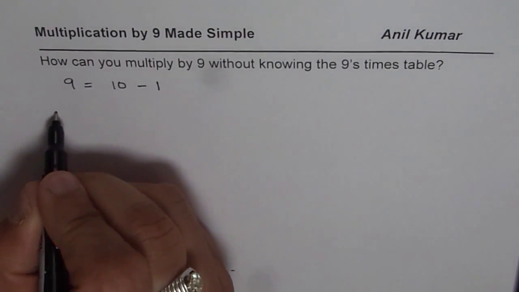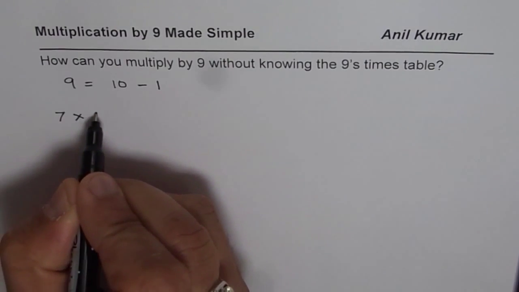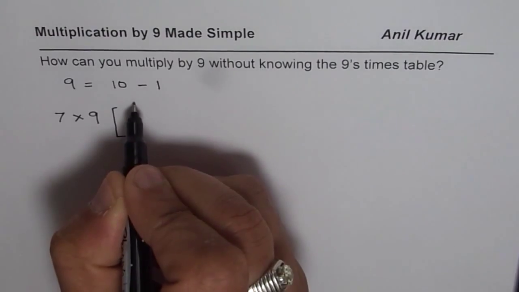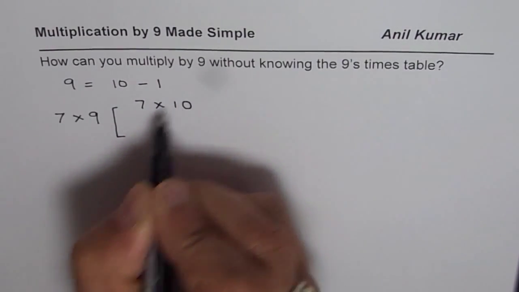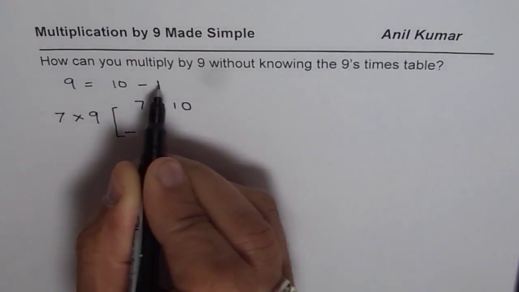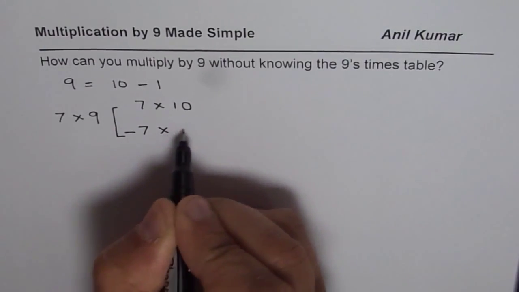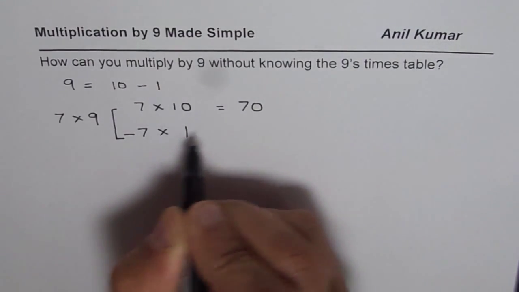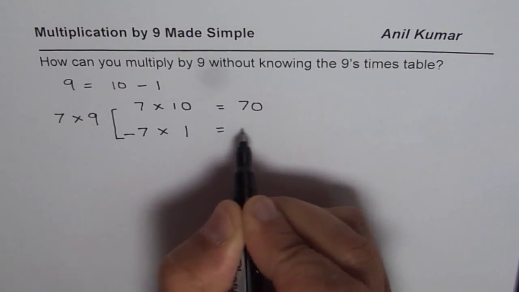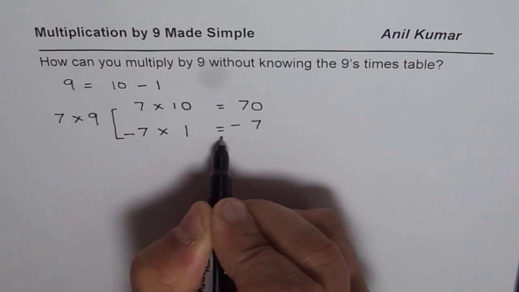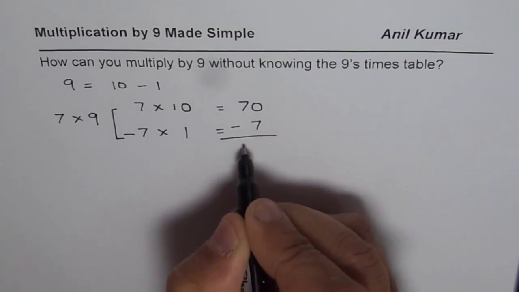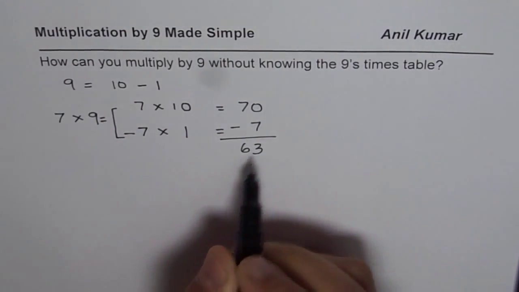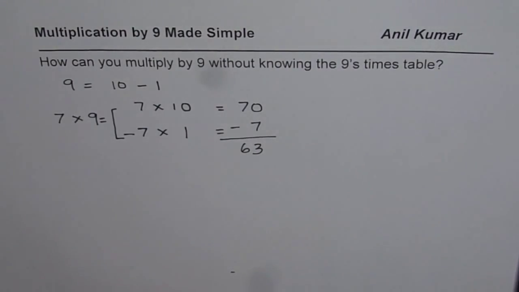For example, if I have to say what is 7 times 9, I can first find 7 times 10 and then take away, that is minus 1, take away 7 times 1. We know 7 times 10 is 70, right? And 7 times 1 is 7. So take away 7. When you take away 7, you get 63. So 7 times 9 is equal to 63. You get the idea, right?